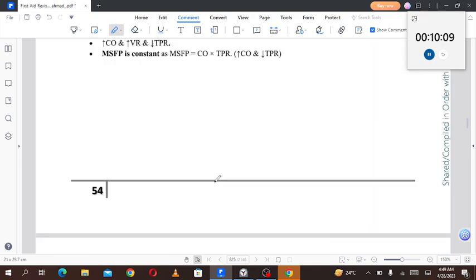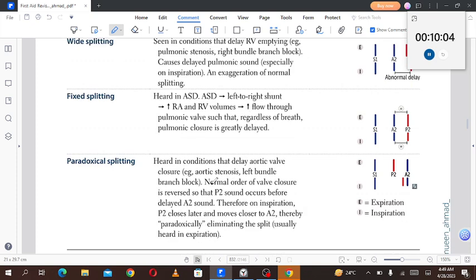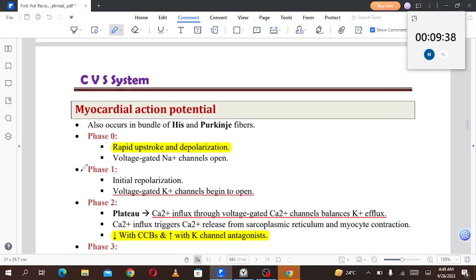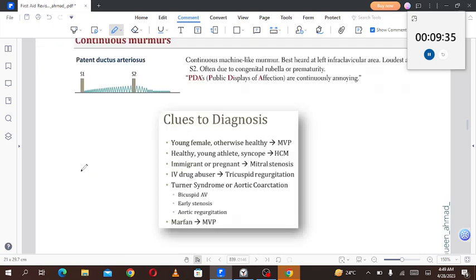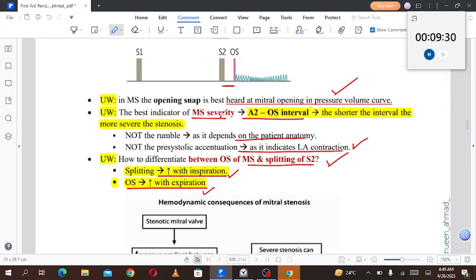Where is paradoxical splitting? It is seen in aortic stenosis and left bundle branch block. In these cases we find the splitting on expiration, and inspiration will cause the split to fade away. So you are also supposed to differentiate paradoxical splitting from mitral valve stenosis. Keep that in your differential when you are talking about a split that is exaggerated on expiration: it can either be the opening snap of mitral valve stenosis, or it can be paradoxical splitting with aortic stenosis.